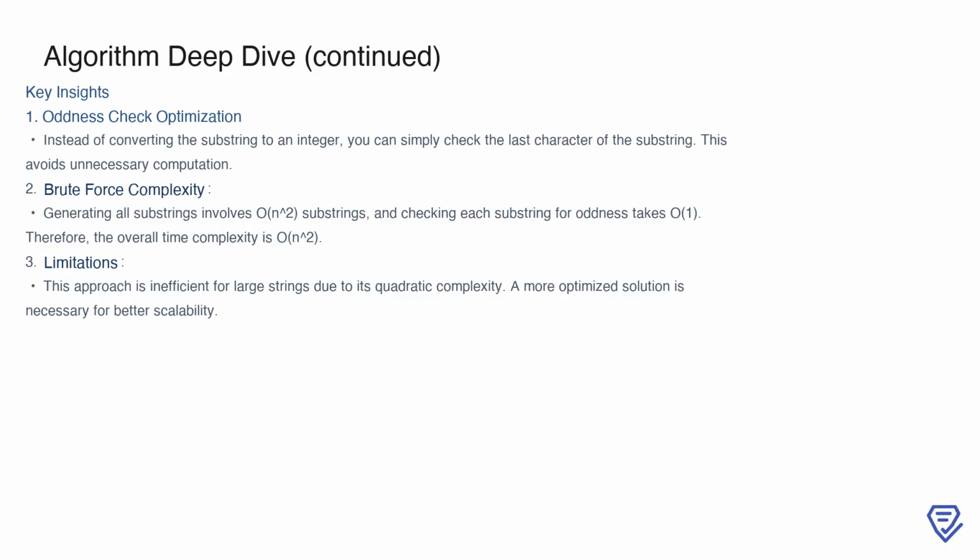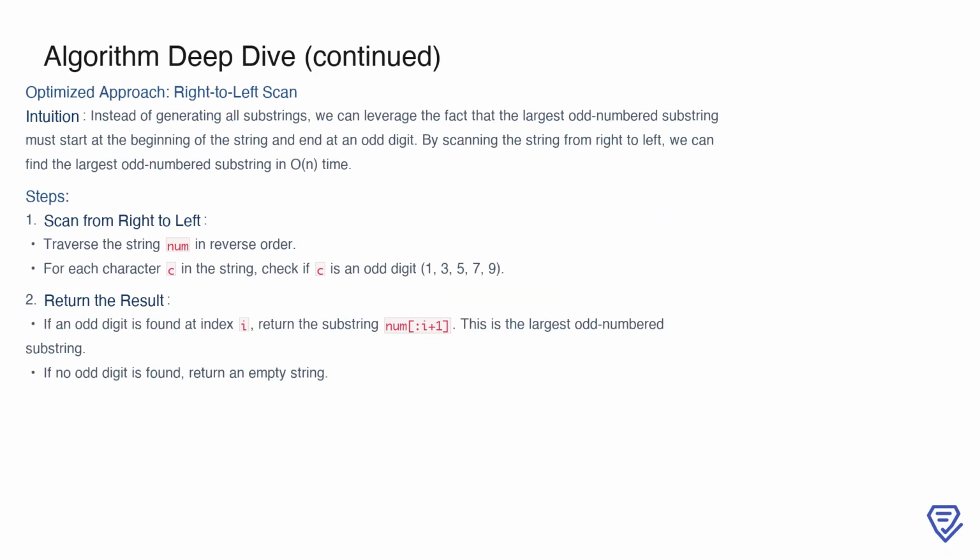To solve the problem more efficiently, we can use an optimized approach that involves scanning the string from right to left. The intuition here is that the largest odd-numbered substring must start at the beginning of the string and end at the position of the last odd digit. By scanning the string in reverse, we can identify the rightmost odd digit and immediately determine the desired substring. The steps are straightforward: traverse the string in reverse order, and for each character, check if it is an odd digit. If an odd digit is found at index i, the substring number[0:i+1] represents the largest odd-numbered substring. If no odd digit is found during the scan, we return an empty string.